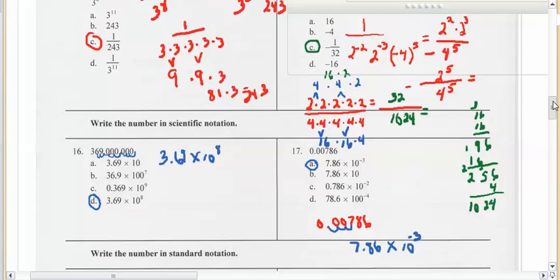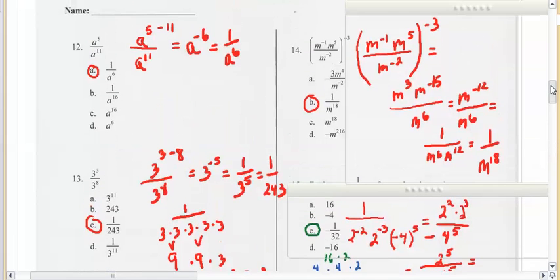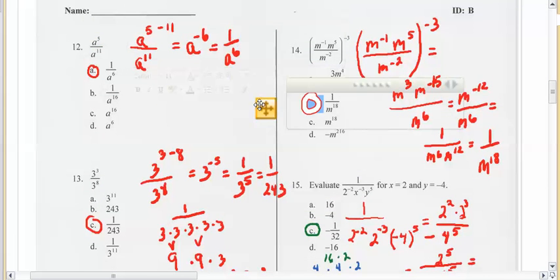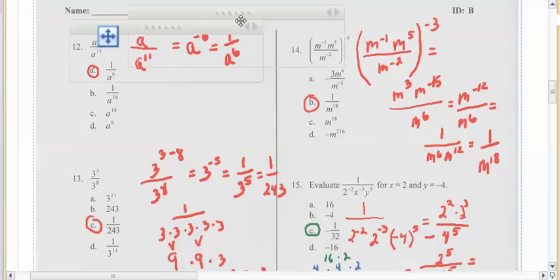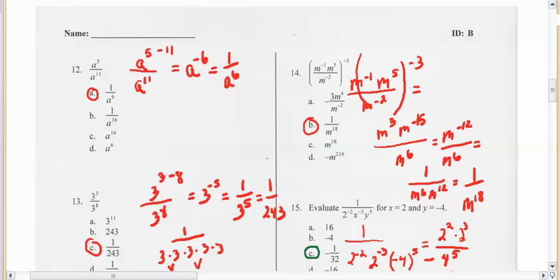Okay, number 14. Let me see if I can get rid of these boxes. Get over here and I don't know what's going on. Let me see if I can get rid of them. Okay, number 14. Everything is brought up to. Hold on. Alright, I'm just going to go from here.